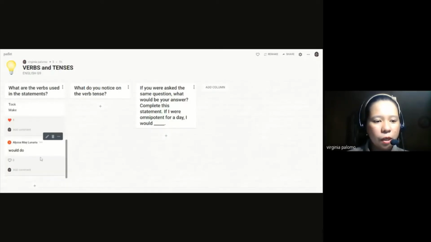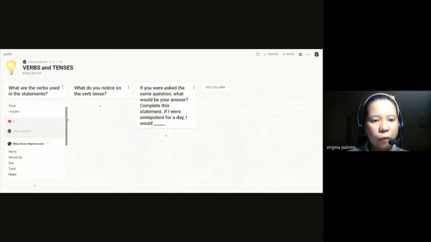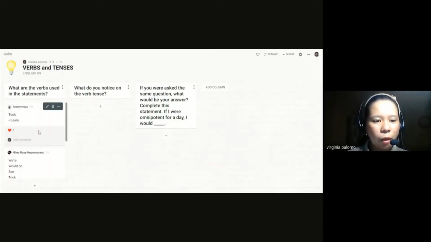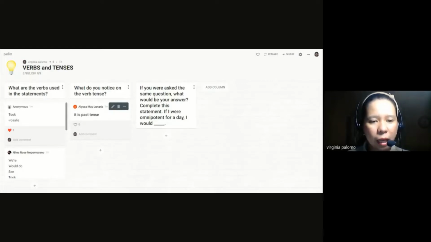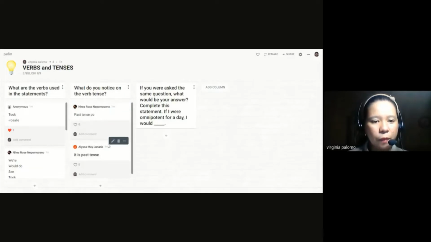Next question, I'll just put a heart emoji on your answers. What do you notice on the verb tense? So from the verbs that you have encoded here, what is the verb tense? All right, Eliza, it is past tense, correct. So took, that is past tense. What else? Okay, past tense. Okay, heart. All right.